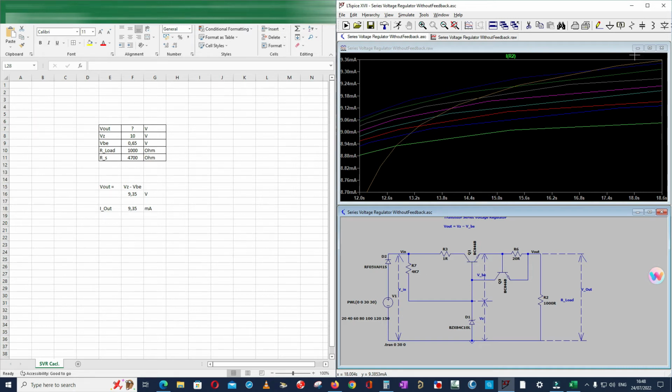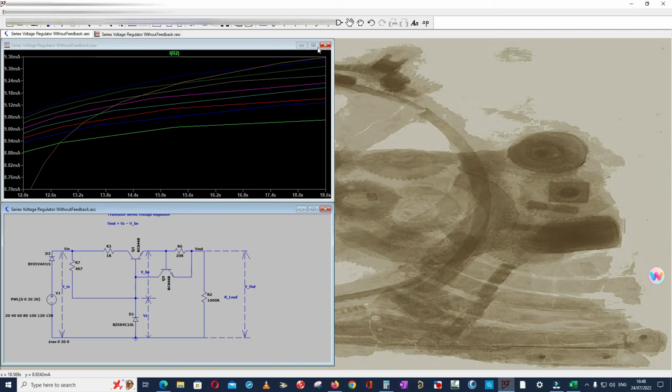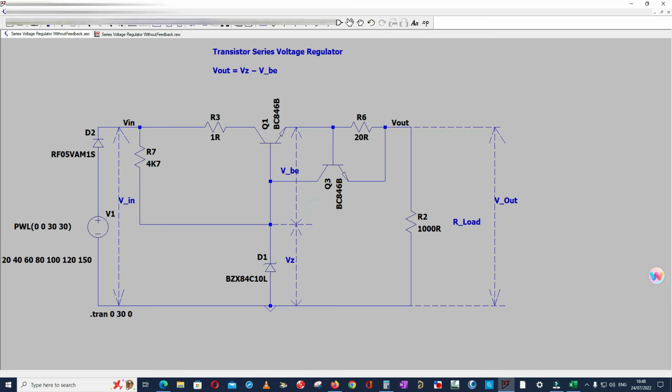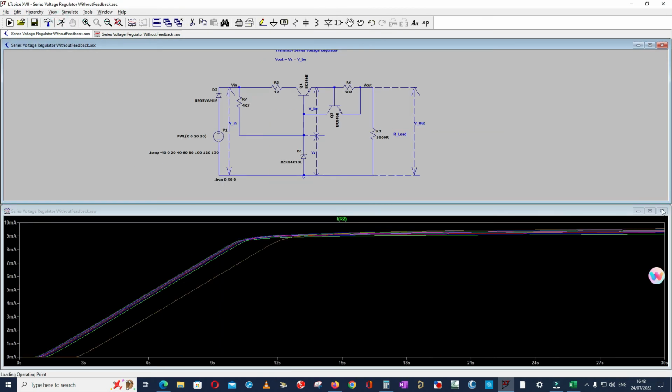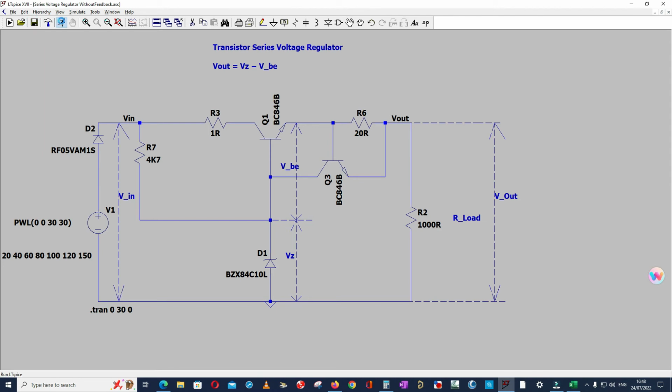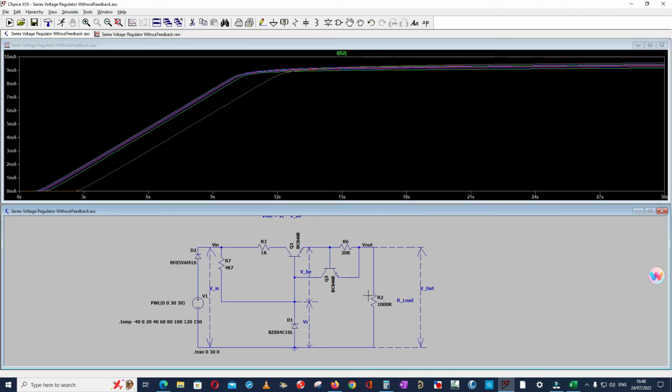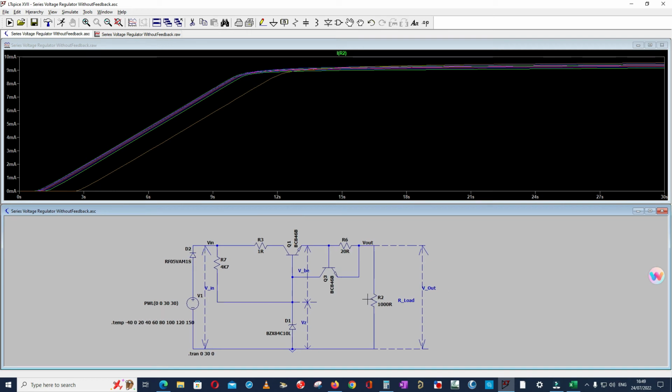Now, one more point: that's how you can calculate the current flowing at the output through your load, and the voltage across your load, and you can check whether it's giving constant voltage at the output or not.